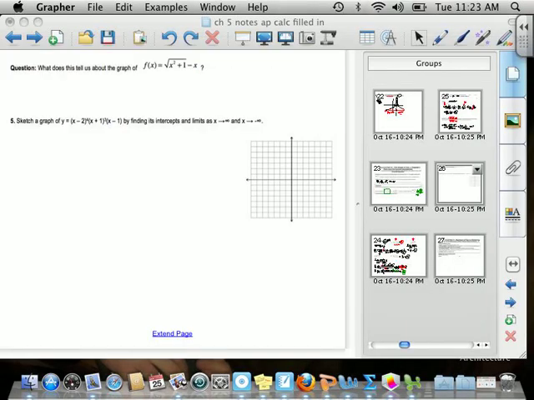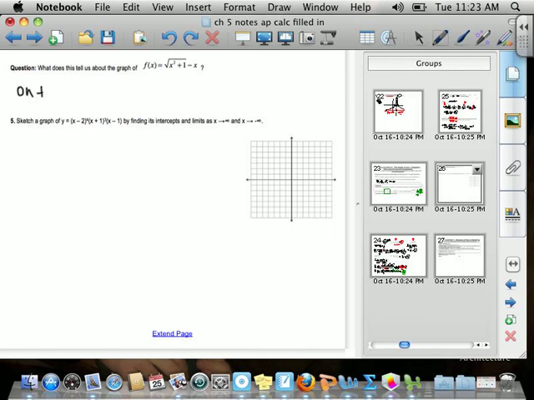So on the right side, there is a horizontal asymptote of 0.